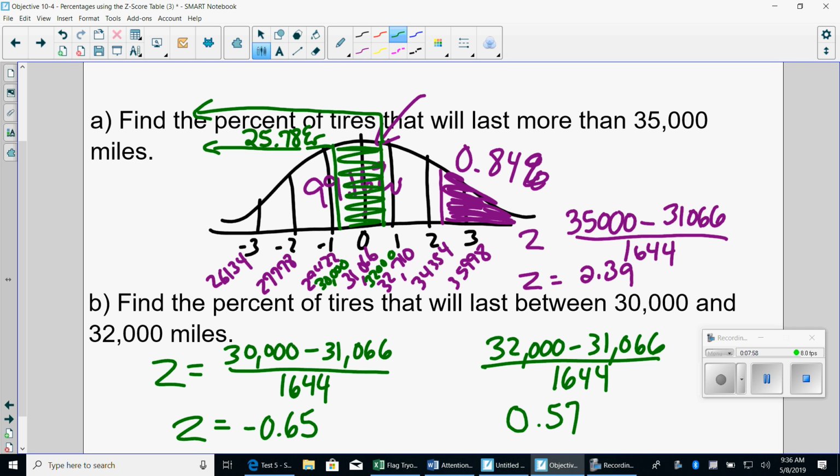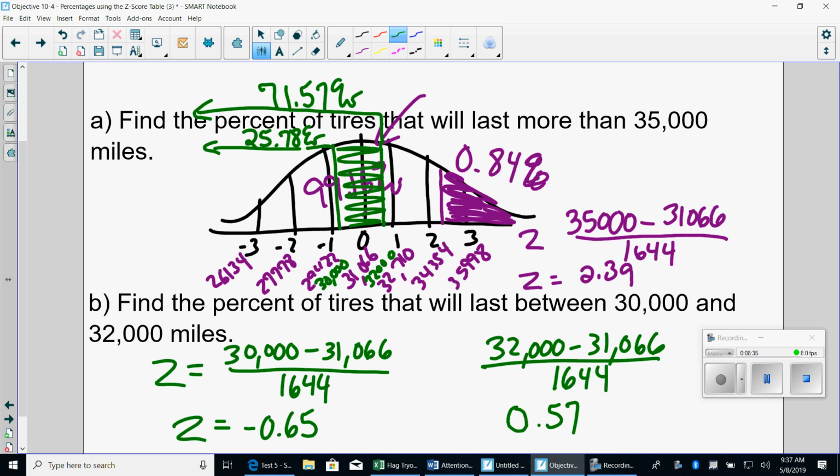They got 0.56. And 0.57. So it rounds to 0.57. Is that not what you got, Jasmine? So that means, all right, here we go. Let's go down to 0.5 and go across to 7 and give me the percentage. 71.57. All right. So this is 71.57%.